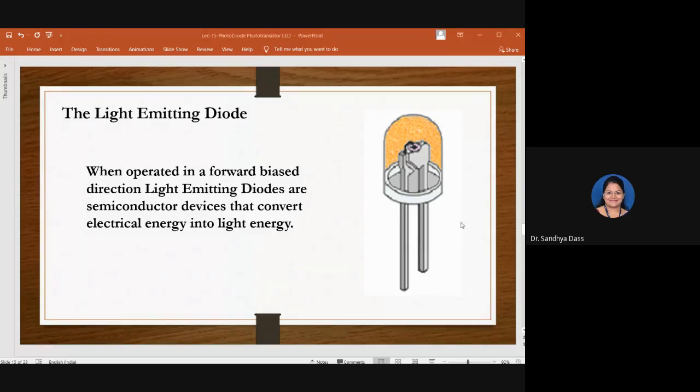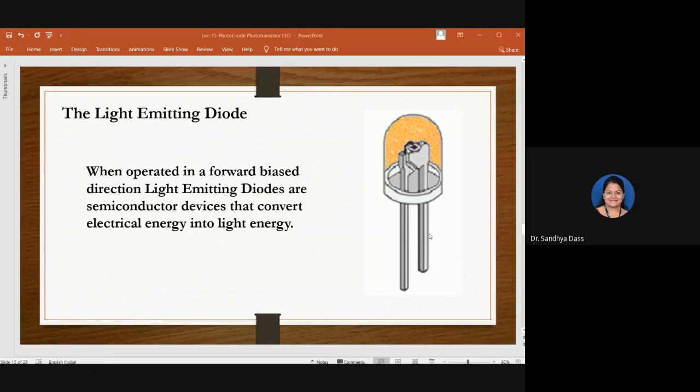The construction of the LED, the light emitting diode, is very different from that of the normal diode. The PN junction of the LED is surrounded by a transparent hard plastic epoxy resin hemispherical shaped shell or body, which protects the LED from both vibration and shock. LEDs have two leads, as you can observe here, anode and cathode.